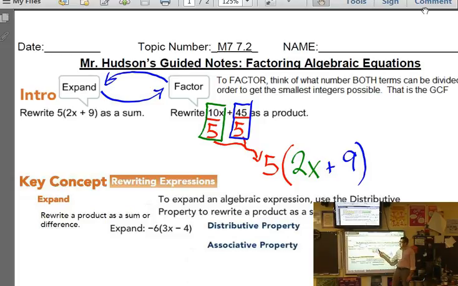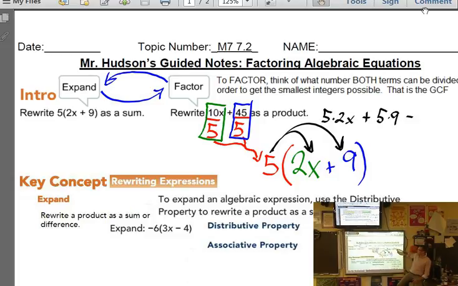These two expressions are identical. They look different, but they are identical. So, do we have questions on the fact that now, if I distribute, watch how dumb this can actually become. If I now distribute, this becomes 5 times 2x plus 5 times 9, which gives you 10x plus 45. This process is cyclical. The one step undoes the other step. Factoring is the reverse of expanding or of distributing.